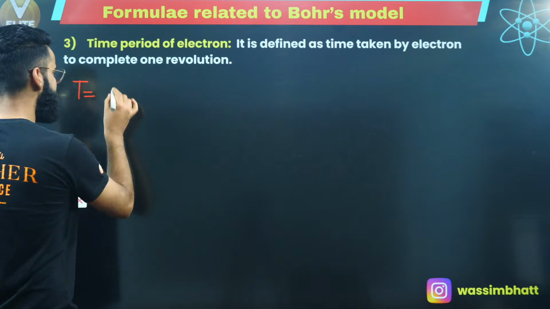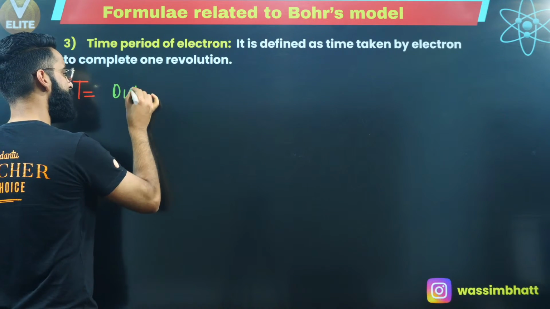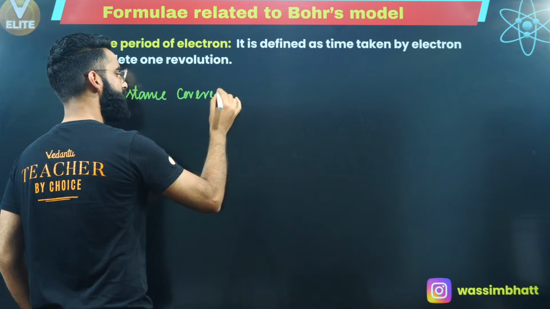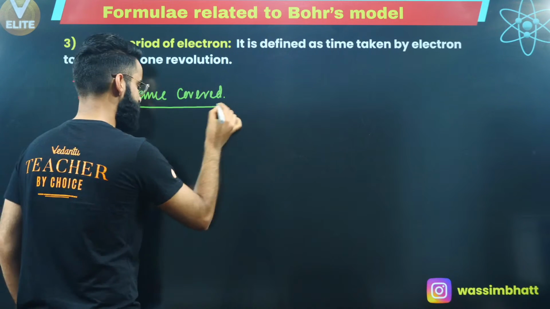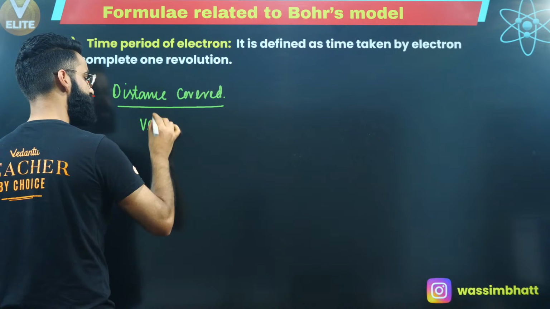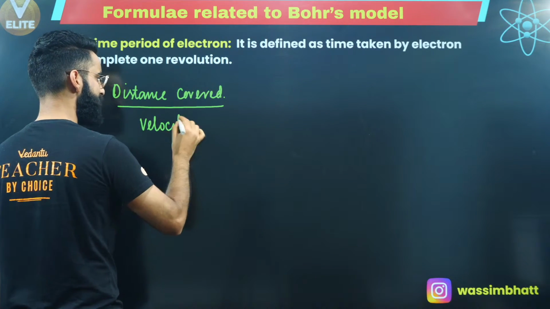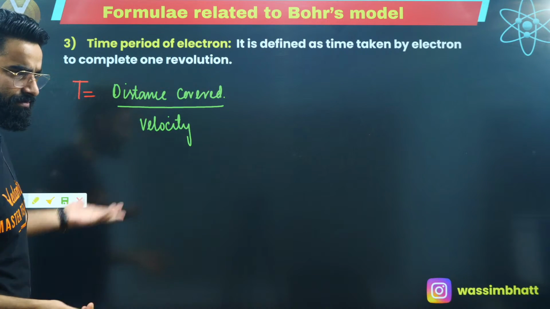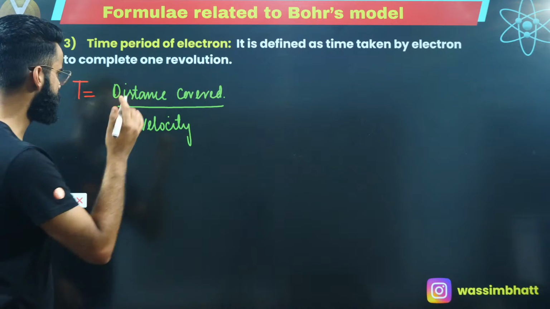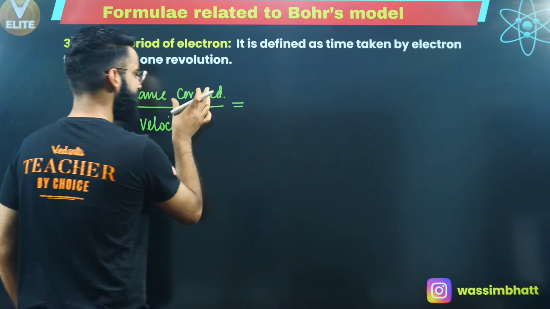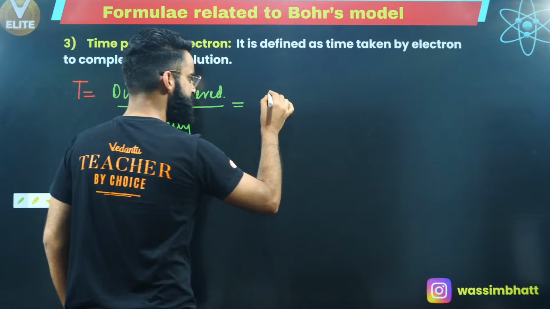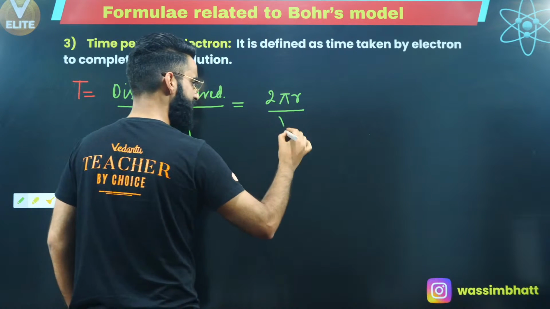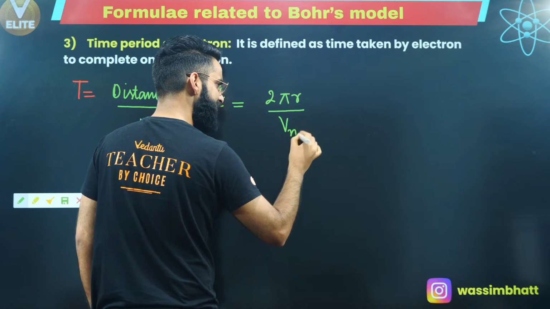So time period is basically the distance covered by the electron in one complete revolution divided by the velocity with which the electron moves. Because you know speed is equal to distance by time. So that's how you write it. First of all, what is the distance covered by the electron in one complete revolution? The distance covered by the electron is going to be 2 pi r, divided by the velocity of the electron in the nth orbit. It's Vn.